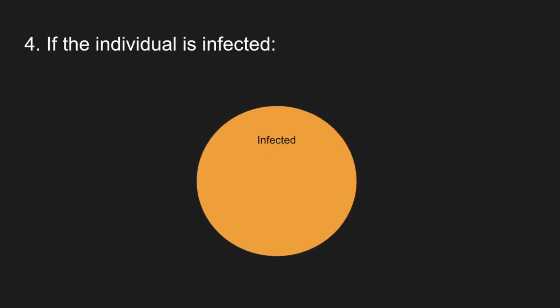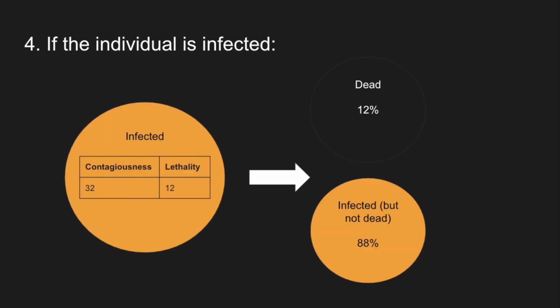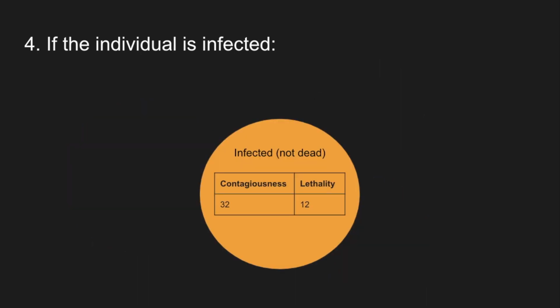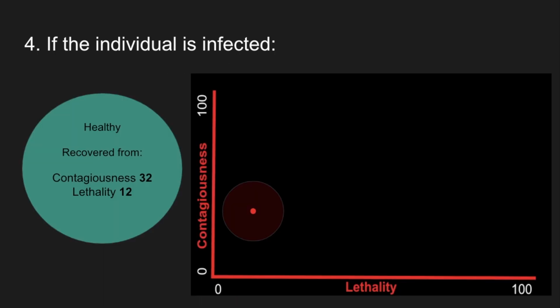Okay, so in the case that the individual is infected, the following may occur. The individual may die. Now again, the probability of death is dictated by the virus's lethality level. So, for example, for a virus with the numbers 30 to 12, the probability for the infected individual to die is 12%. In the case that death does not occur within 14 days, the individual will recover and cannot be infected by similar viruses for 5 months. So this is again represented in this graph. So the area highlighted in dark red is the area in which viruses can't infect the individual.